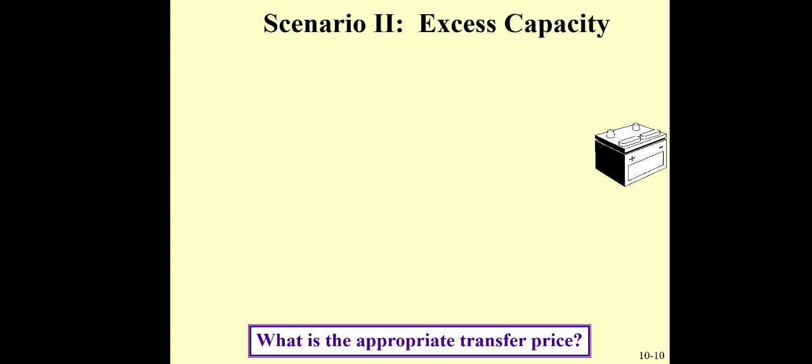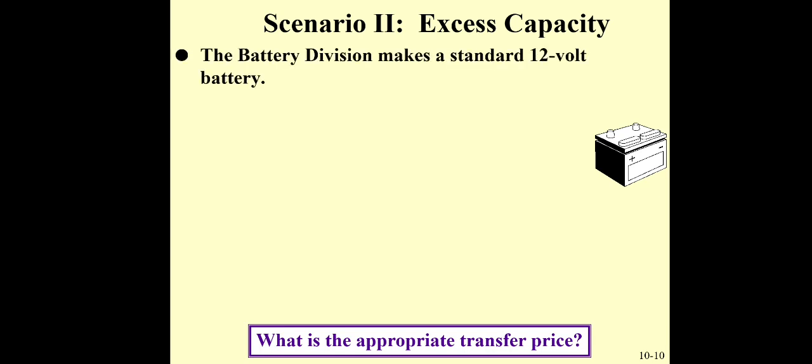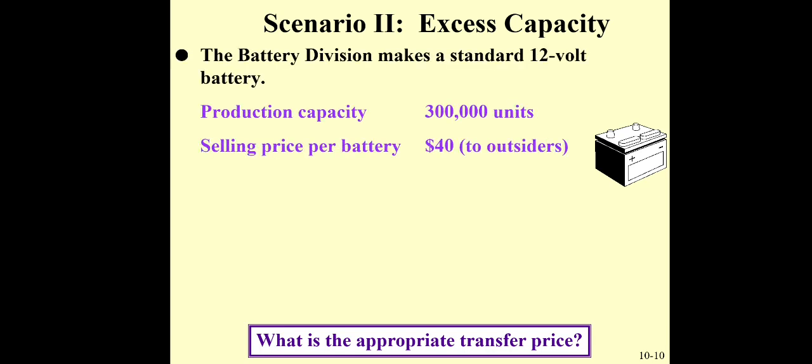Okay, this is scenario number 2. I think you have to see several scenarios, then you will get an idea about this chapter or this topic. This situation is an excess capacity situation. Okay, the data is the same.